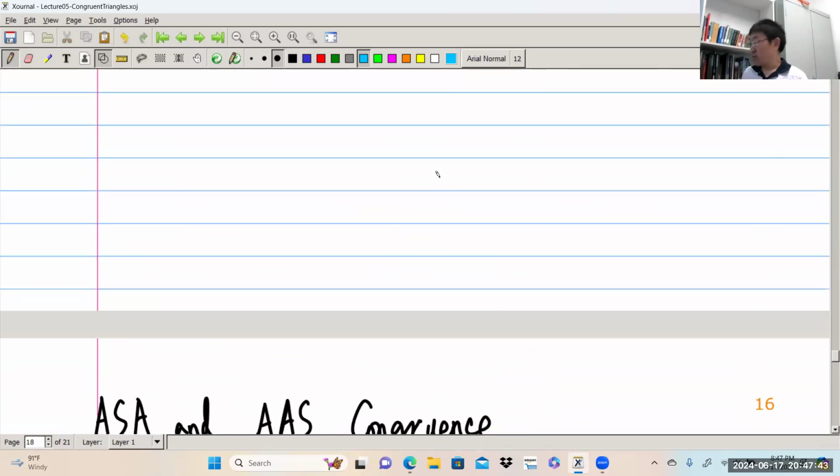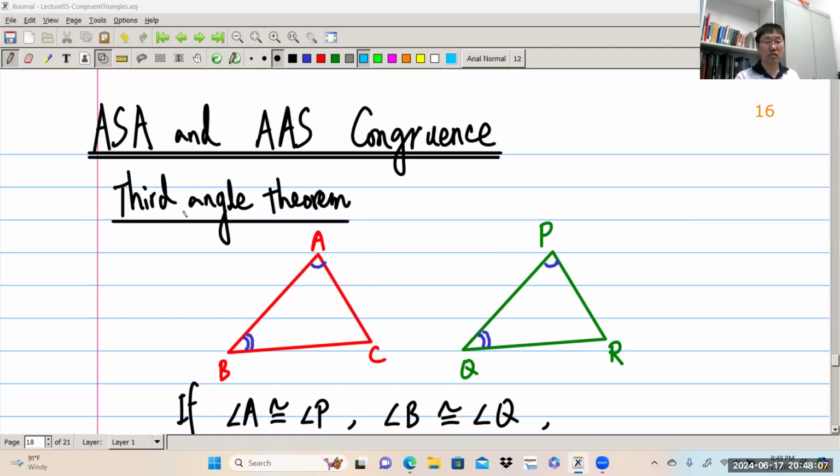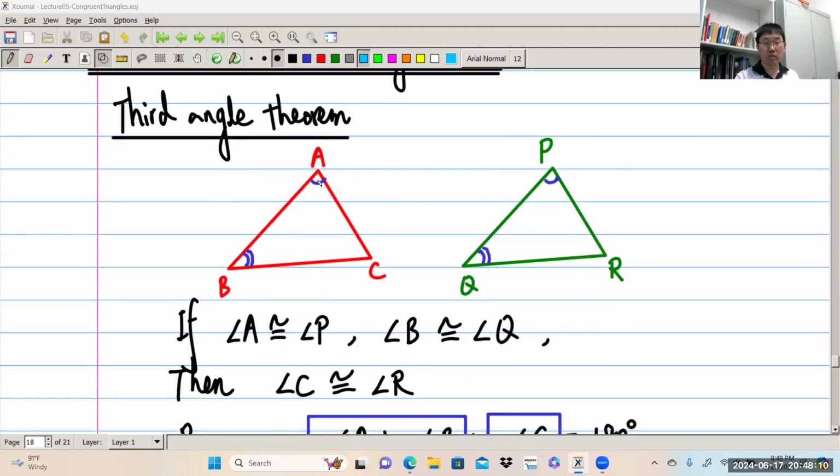So how many congruence postulates have we learned so far? SSS and SAS. Now, in the last 15 minutes or so, we are going to learn ASA and AAS congruence. So first of all, we have the so-called third angle theorem. Given two triangles, say triangle ABC and triangle PQR, suppose I tell you angle A is congruent to angle P and angle B is congruent to angle Q, then the third angle of triangle ABC, which is angle C, must be congruent to the third angle of triangle PQR, which is angle R.